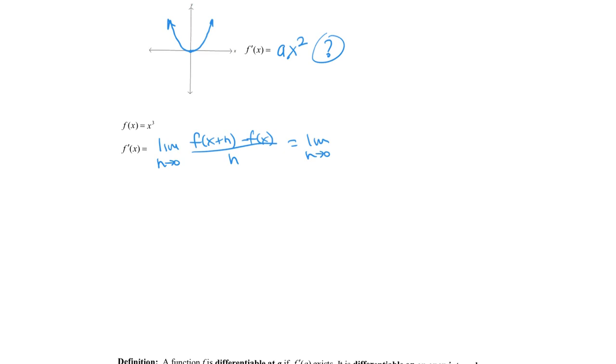So we get the limit of x plus h cubed, right? That's f of x plus h, minus f of x. So there's f of x, so I go minus x cubed, all over h. And then what we have to do is expand this one. We have to expand this.